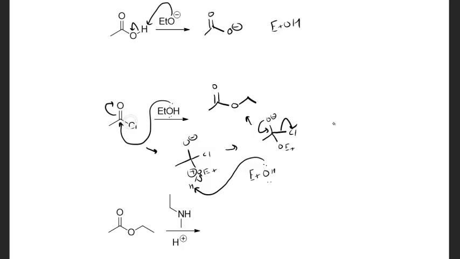I'm not going to ask you to name the acyl chlorides for this, but the IUPAC name for this is ethanoyl chloride. It's commonly referred to, if you just have two carbons in your carbon chain, acetyl chloride.